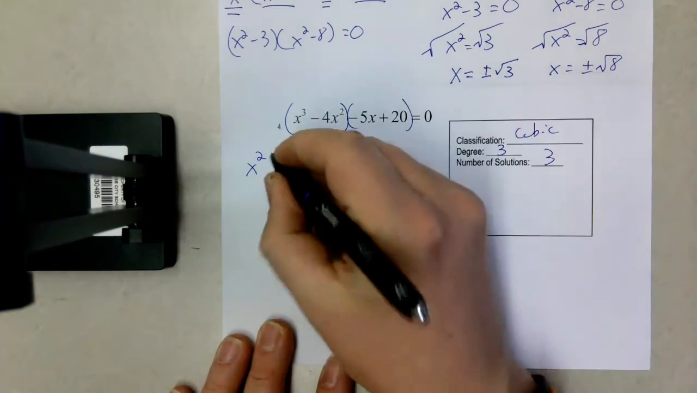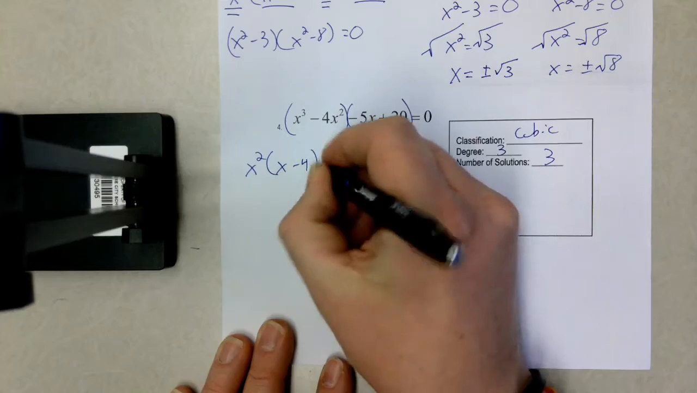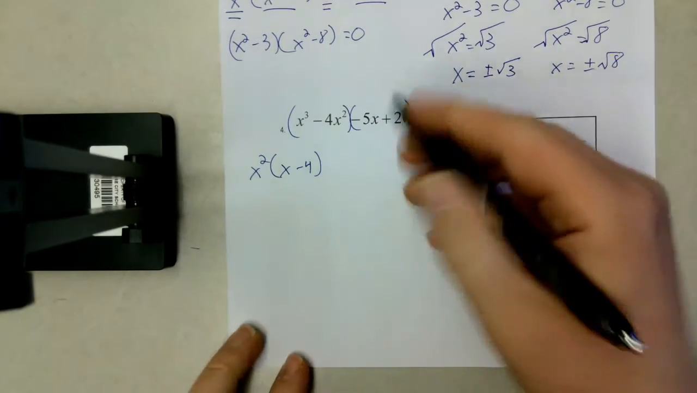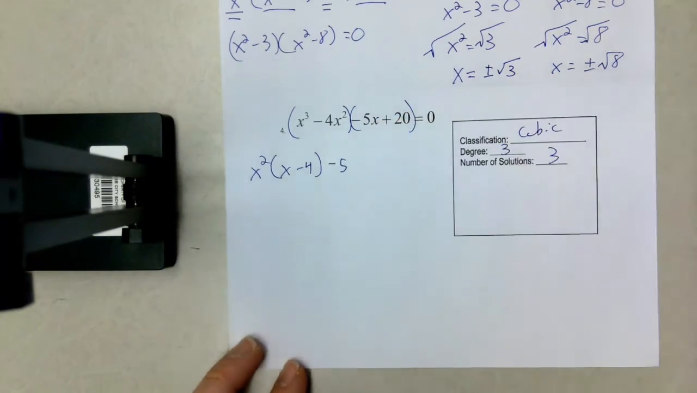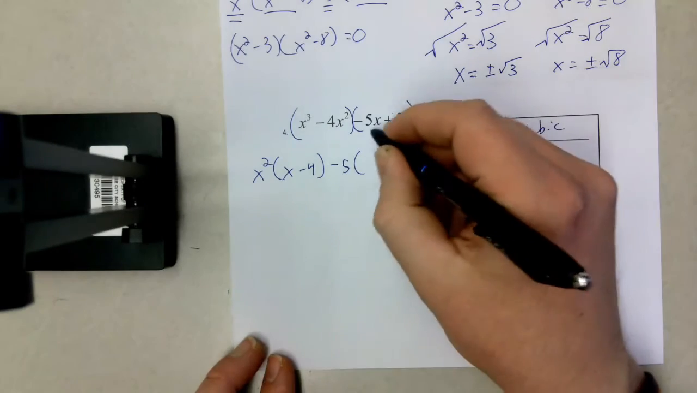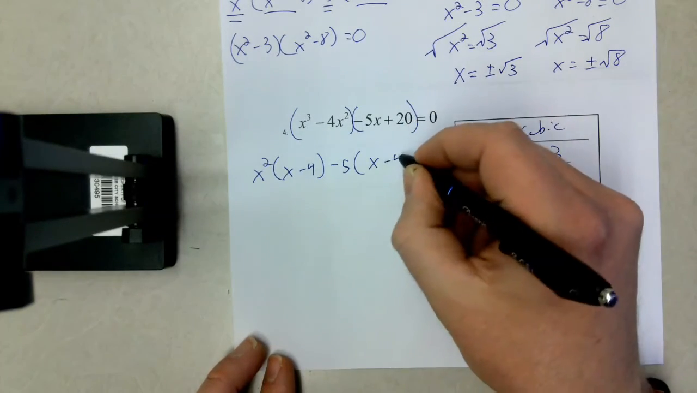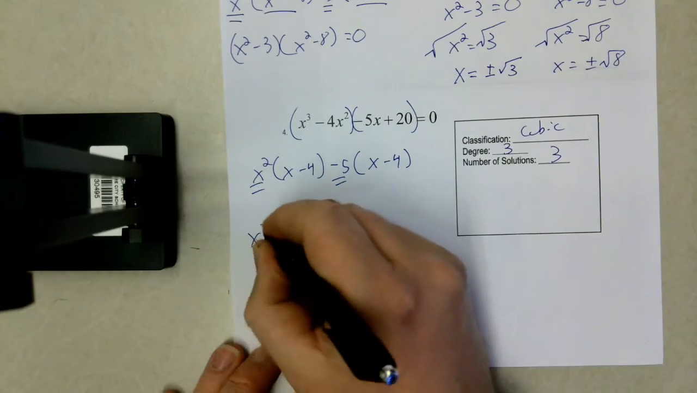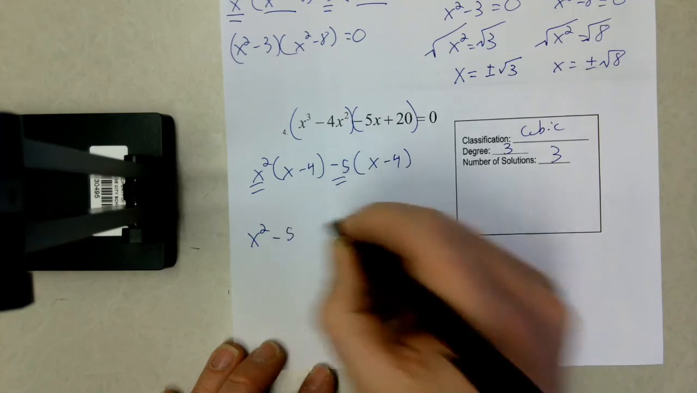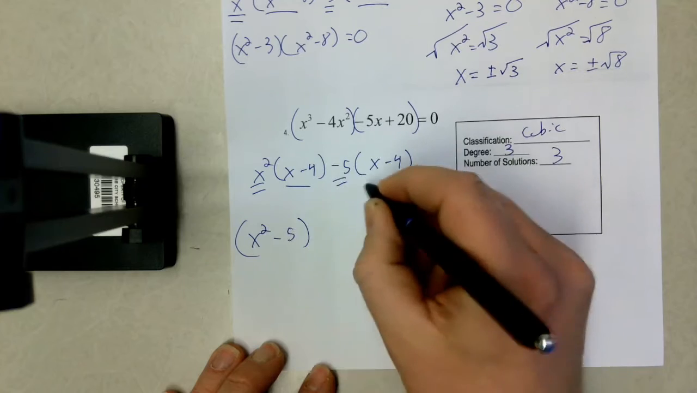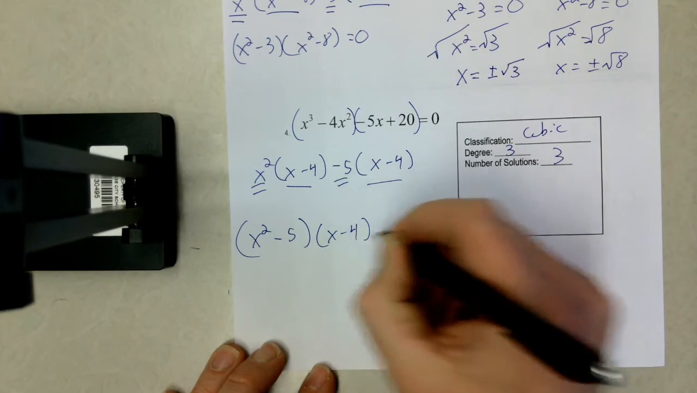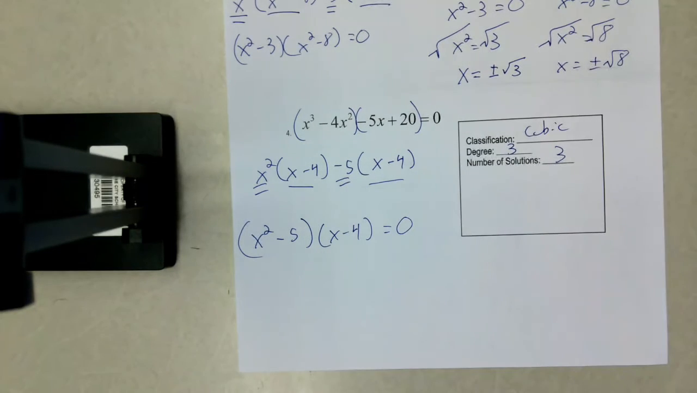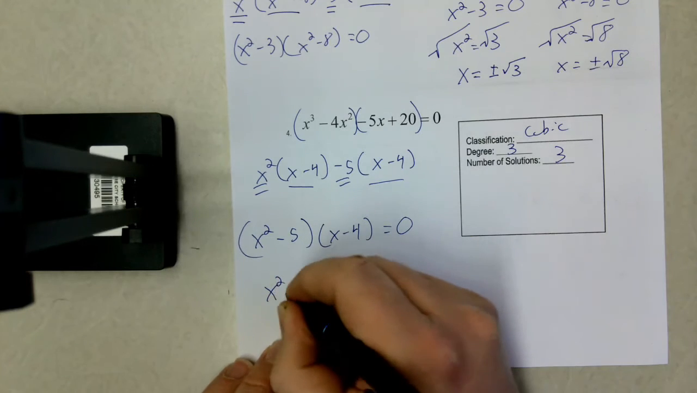X squared, what am I left with? X minus 4. And then factor out a negative 5 there. And that leaves me x minus 4. Just like I've been doing, there's a lot of grouping on this one. X squared minus 5. And then x minus 4, x minus 4. We're just breaking that down. Okay, set each equal to 0.